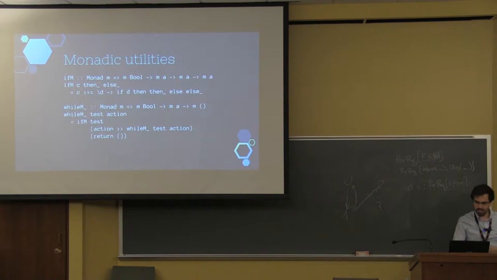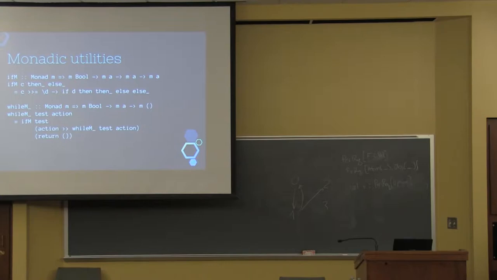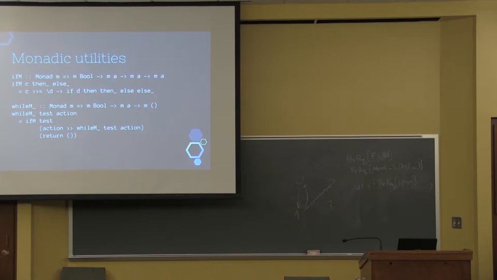Small thing. I use some monadic utilities that are not in the prelude, but if you try to read the code, you need to know what ifM is, which is like a monadic if, and whileM, which is essentially: test, and if this thing is true, just keep going until you reach a false.